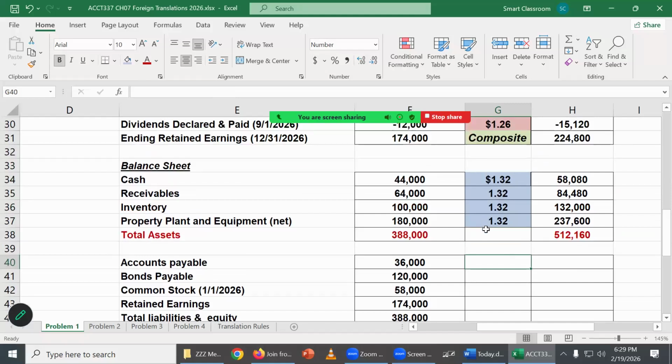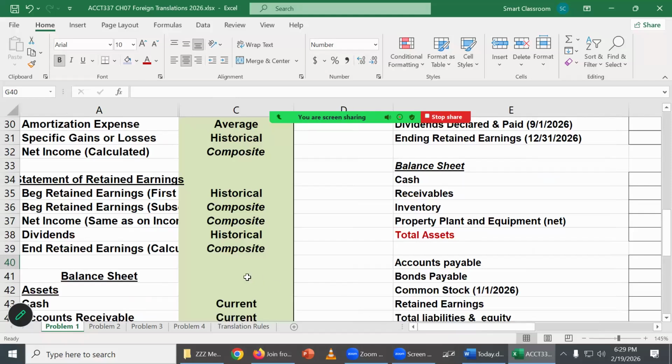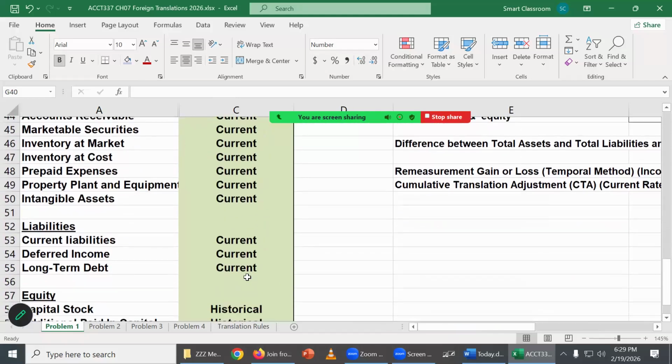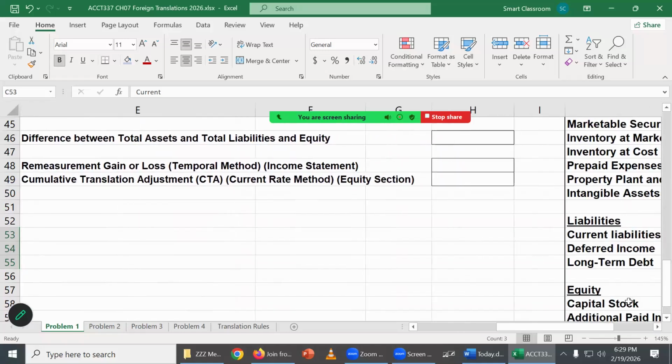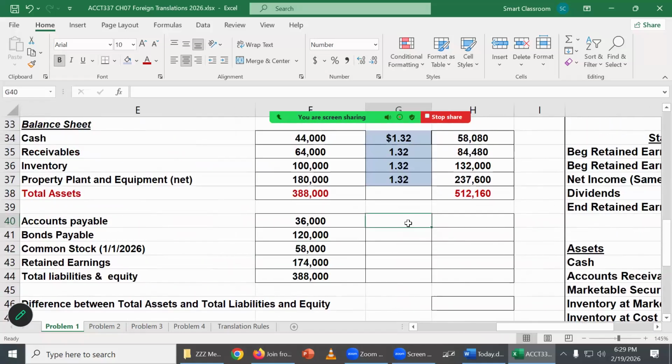Okay. Let's look at the liabilities. And again, these are going to go in at current. We only have two of those.